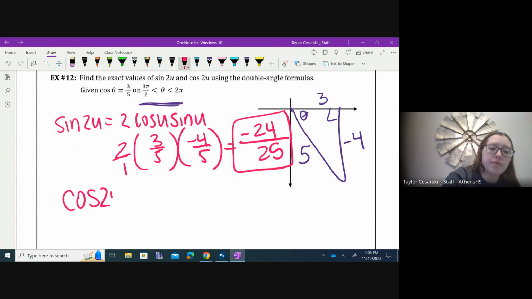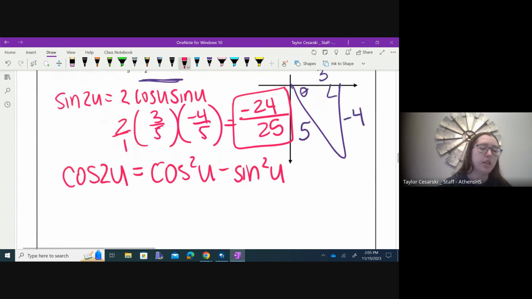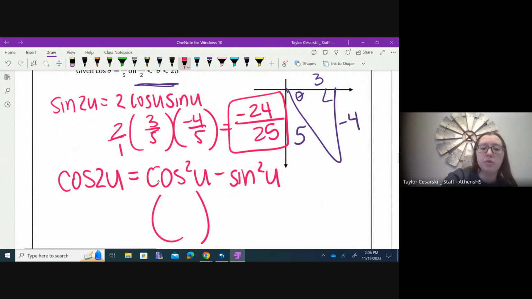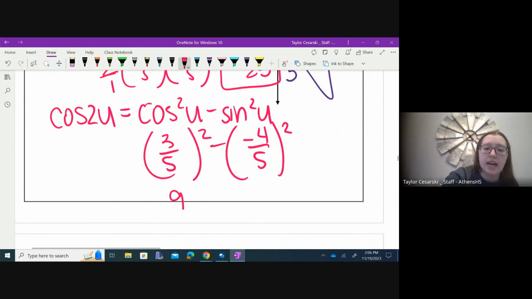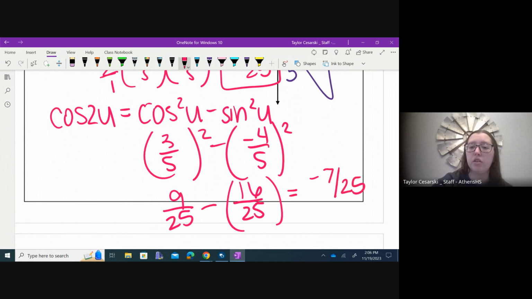Cosine of 2u, okay, you can use any of them. I'm going to use the first one just because that's the one that I usually memorize. Cosine squared u minus sine squared u. Well, cosine squared u is just cosine of u squared. Cosine of u we said was 3/5, and I'm going to square it, minus negative 4/5 squared. So 3/5 squared is 9 over 25. You square the top, square the bottom. Be careful on this one. When I square negative 4, it's going to end up positive, so that would be minus 16 positive over 25. I have a common denominator, so I'm just going to subtract across the top, and I get negative 7 over 25.